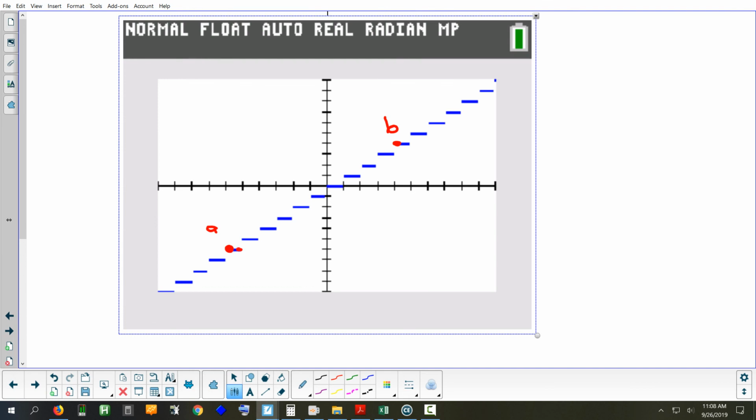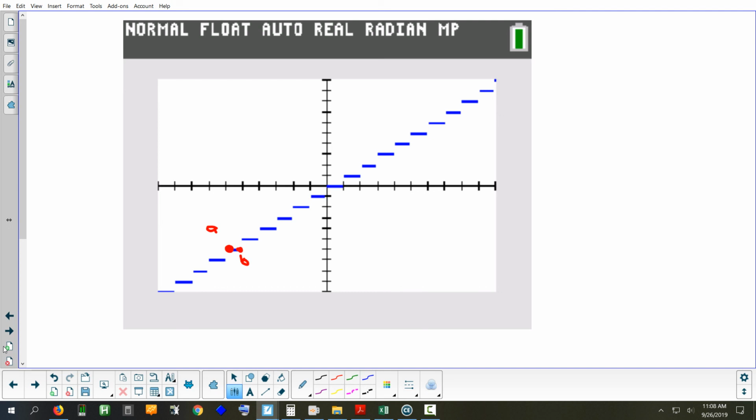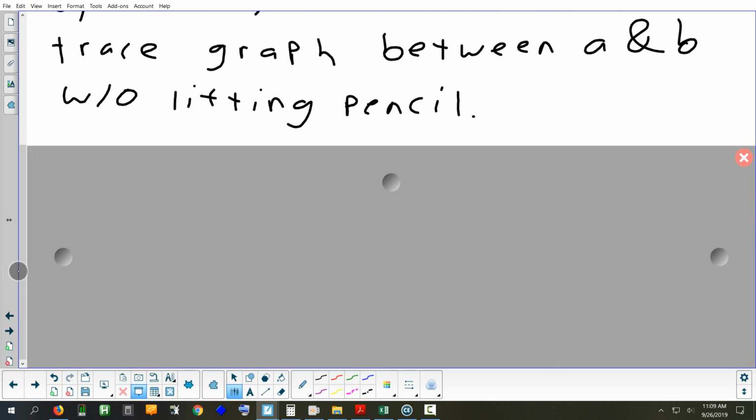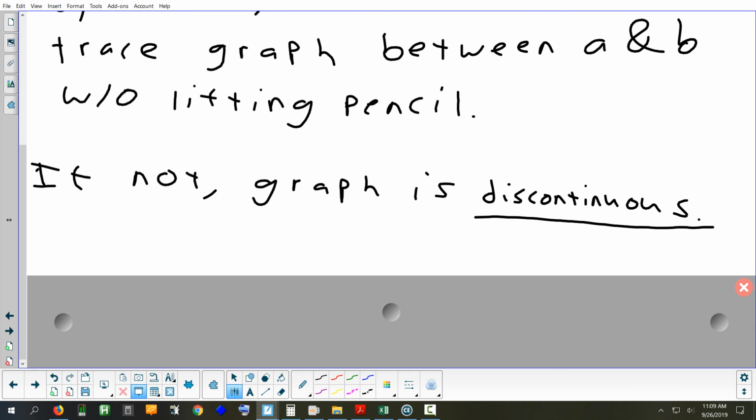Now, if I put A there and I put B here, is the graph continuous over that specific interval? Yes, not over every interval, but that specific one, yes it is. So some graphs can be continuous in some spots and not in others. Okay. Let's go back here. If a graph is not continuous over an interval, then we just say that it's discontinuous.